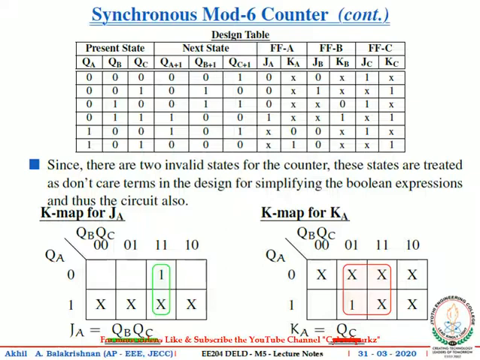Comparing the present state column and next state column of each flip-flop, complete the excitation required for the corresponding flip-flop using the excitation table. Since we have 2 invalid states for this counter, we need to treat those 2 states as don't care terms in the design. On the left side, we can see the K-map for JA. On simplification, JA is obtained as QB QC, and on the right side, you can see the K-map for KA, and on simplification, KA is obtained as QC.